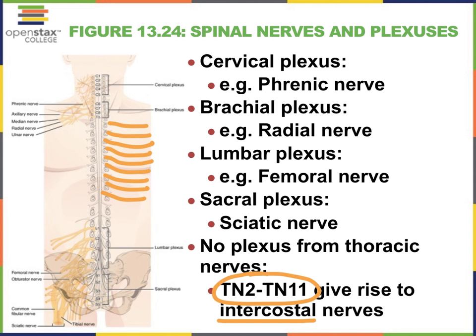On the other hand, the ventral rami of your spinal nerves that are not thoracic are going to participate in forming a plexus. And I've given you some examples of nerves that arise from each one of these plexuses. I know you've heard of the sciatic nerve, and you may have heard of the phrenic nerve, which is the nerve that innervates the diaphragm. Probably something you ought to know.